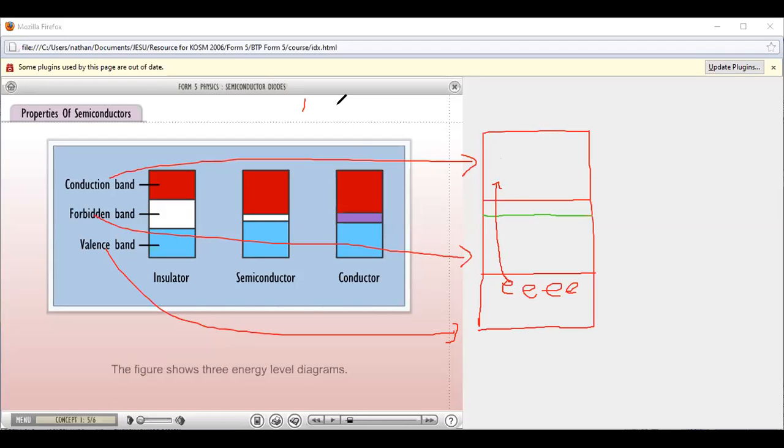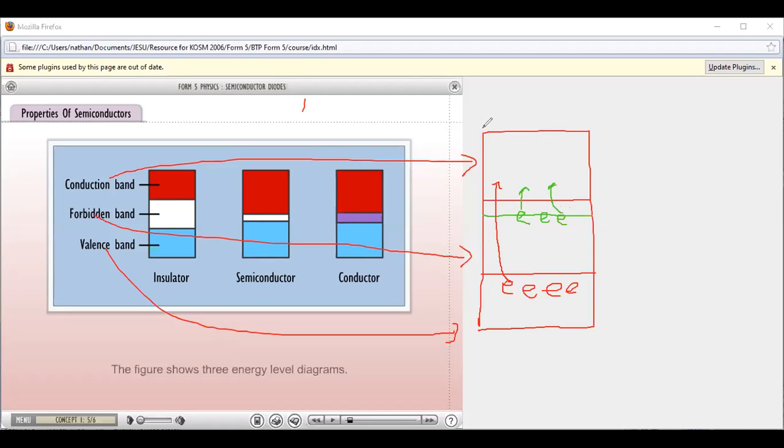Now at the same time, the pentavalent atom also has an electron here, the valence electron. This valence electron is nearer to the conduction band of the semiconductor, so it's able to jump to this band much more easily. That's why the pentavalent atom is used. The energy level of its valence band is closer to the conduction band of the semiconductor, so they're able to jump to this conduction band much more easily.